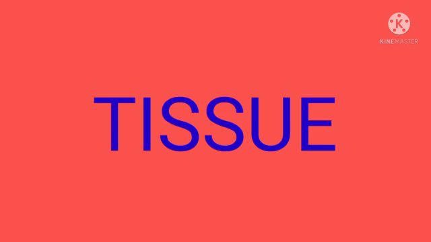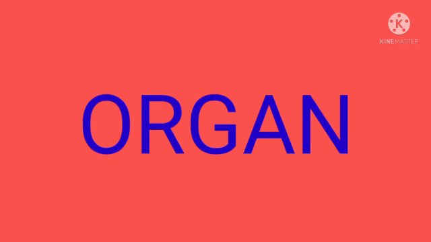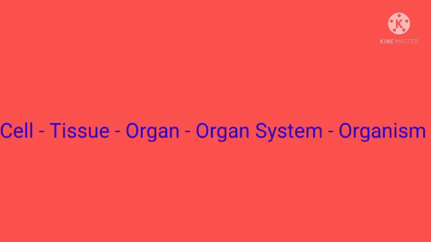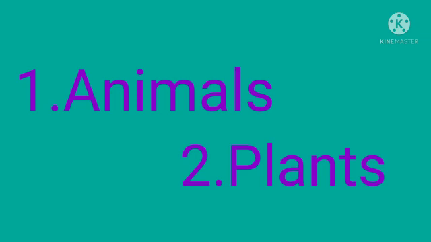Cell is the basic unit of an organism. A group of cells forms a tissue. A group of tissues forms an organ. A group of organs forms an organ system. A group of organ systems forms an organism. Mainly, organisms are divided into two: number 1, animals; number 2, plants.